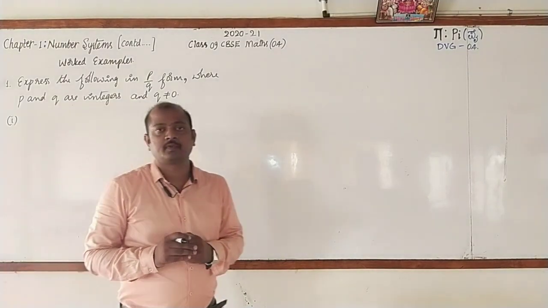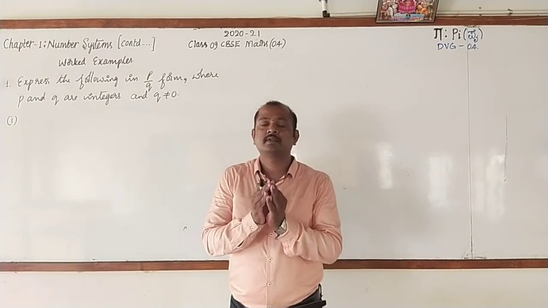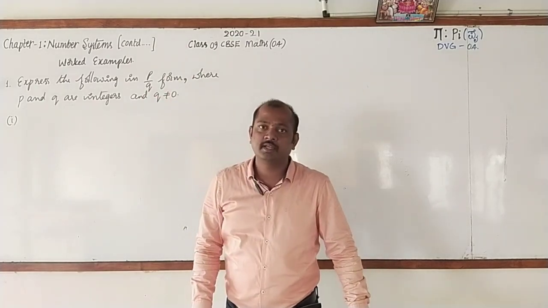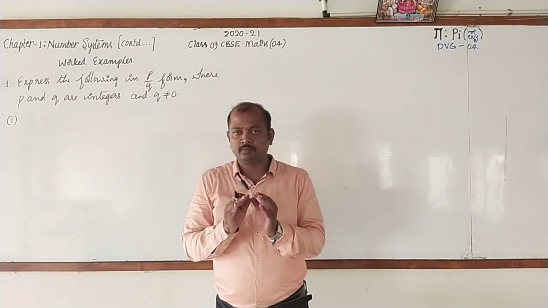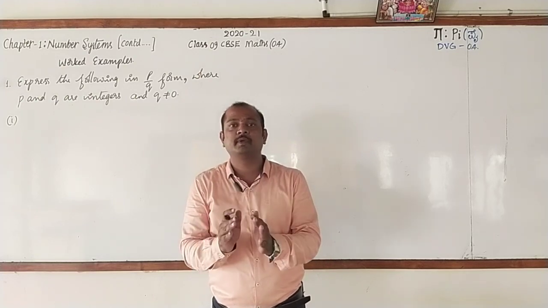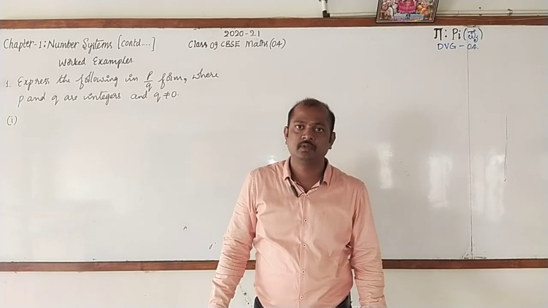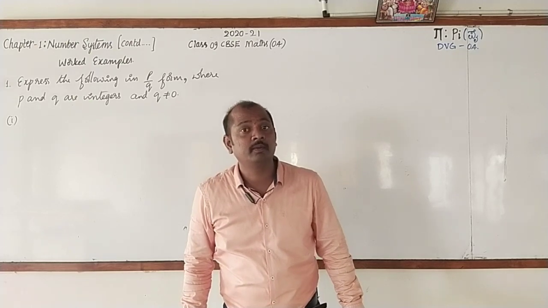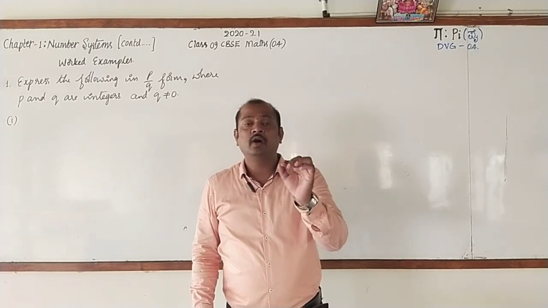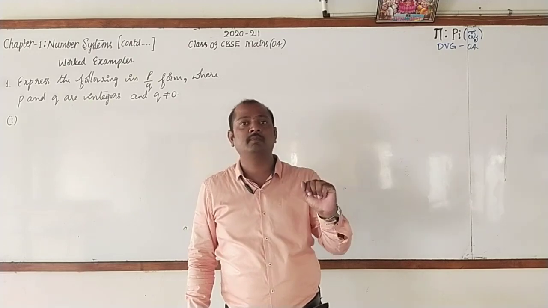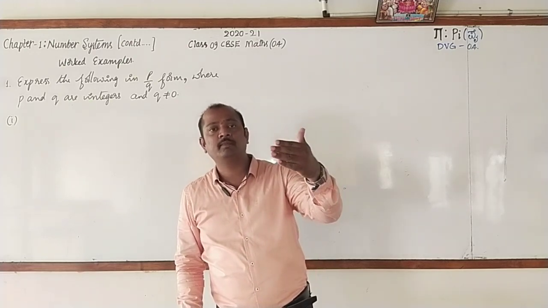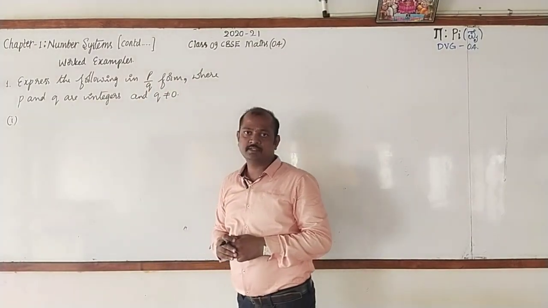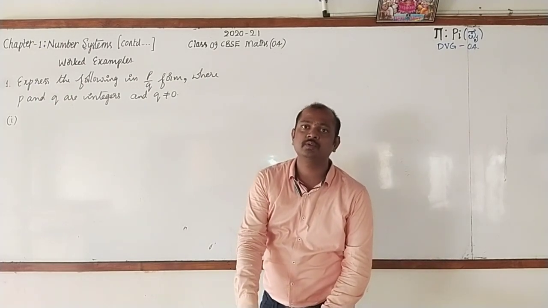Dear students, now we will move on to taking some problems which are solved in your NCERT textbook. So under the heading worked examples, we have come to know there are two types of decimal expansions with respect to rational numbers. The first one is terminating. The second one is non-terminating recurring. Then if these decimal expansions are given, let us come to know how to express them in the form of p by q, where p and q are integers and q is not equal to 0.